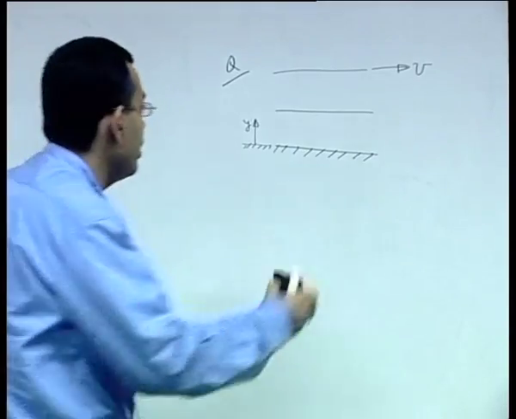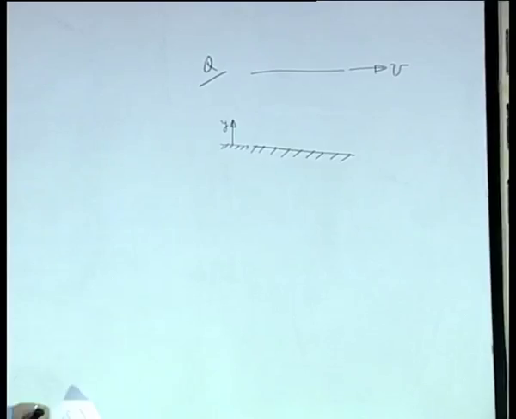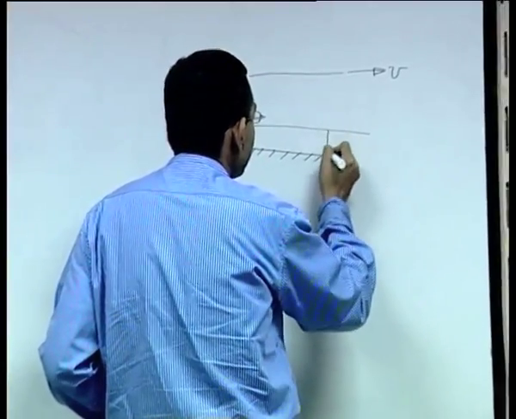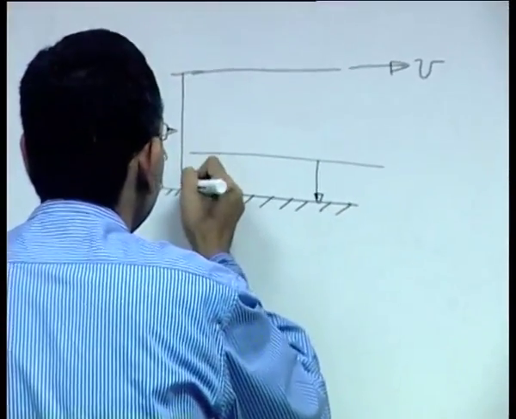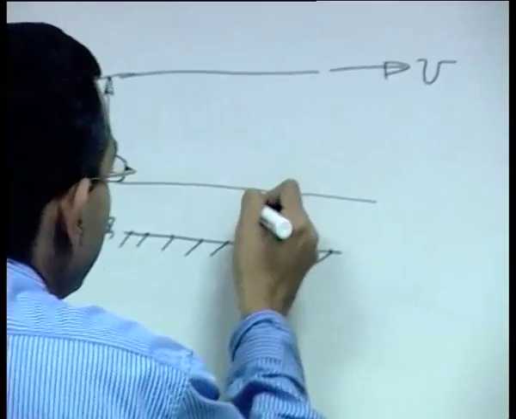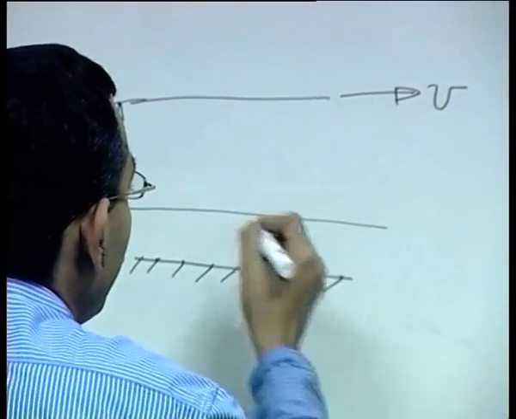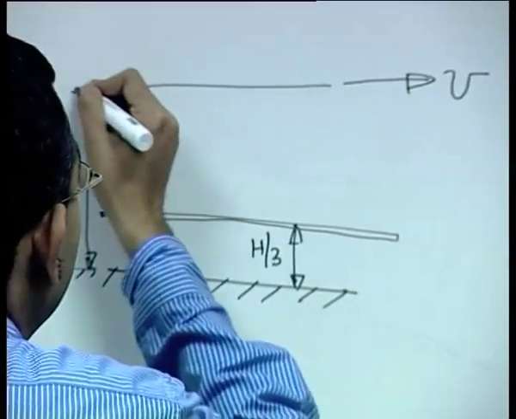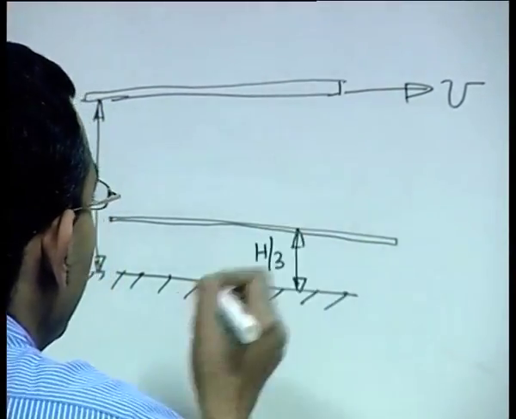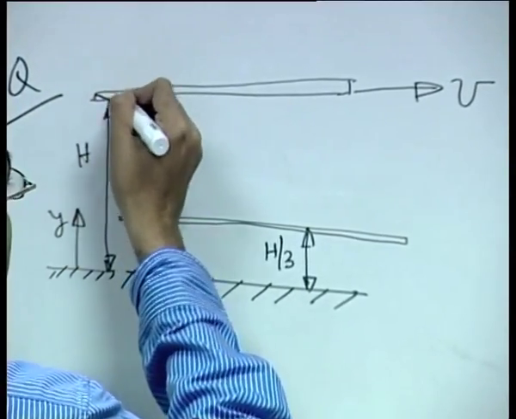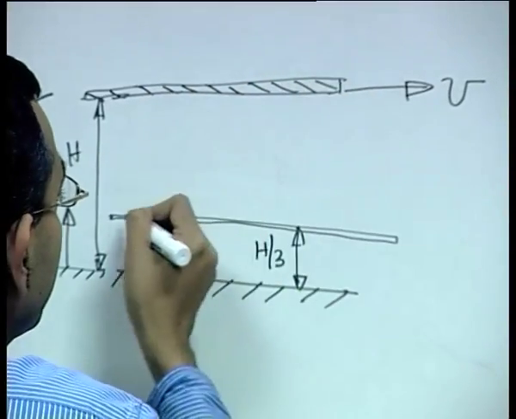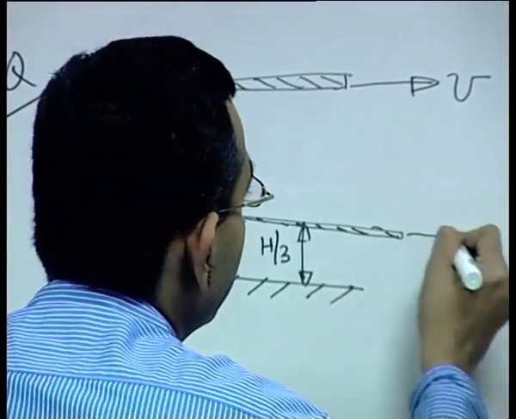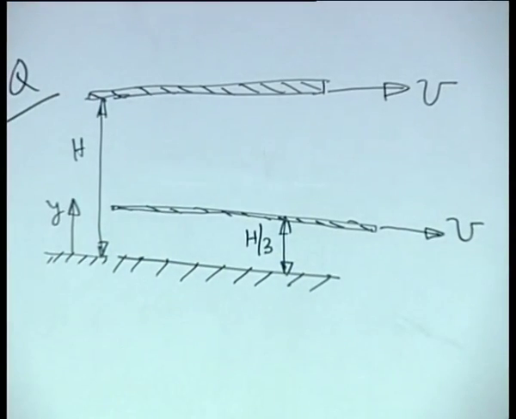In between, not at the midway, but roughly at 1/3, so exactly at 1/3 of the distance between the plates, that is, if the total distance between the top and the bottom plate is h, then at h by 3 from the bottom plate you have another plate, and this plate is very much similar to the other plates, of negligible thickness, and this is also moving towards the right with a velocity capital U.